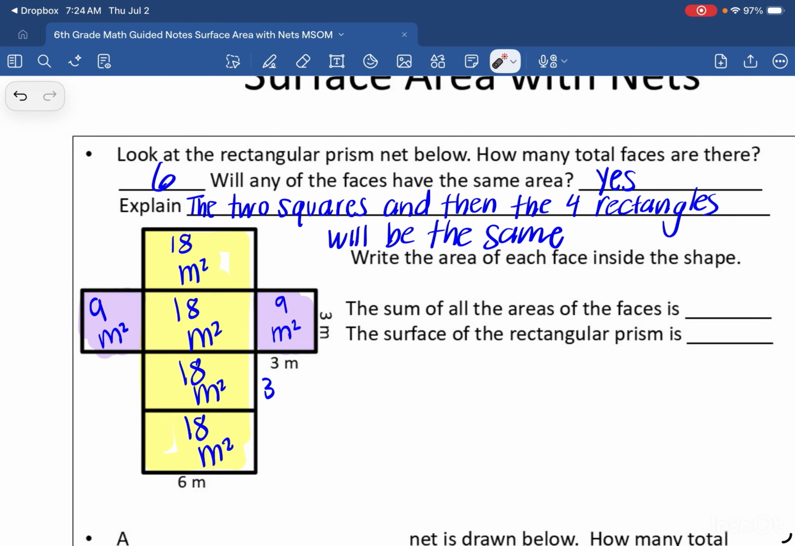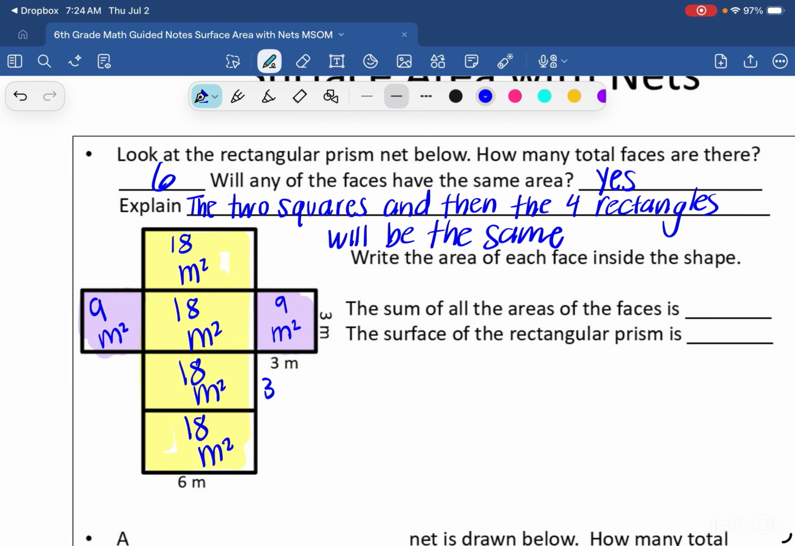The sum of the areas of the faces: I need to sum up those 18s, which is 4 times 18, and then I need to add that to the squares, which is 2 times 9. Adding together, that will give me 90 meters squared. The surface area of the rectangular prism is 90 meters squared.